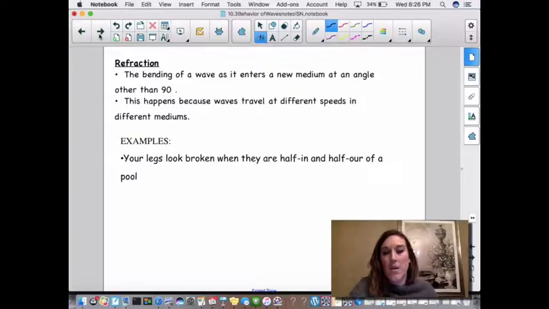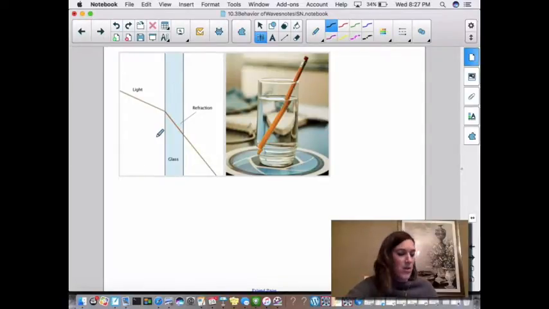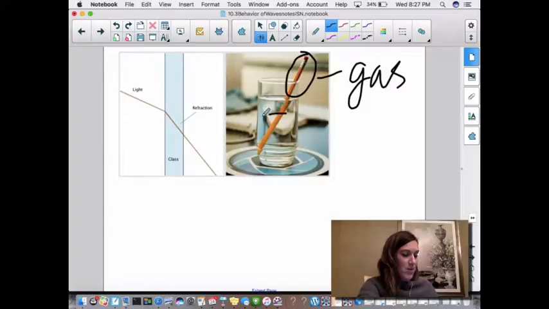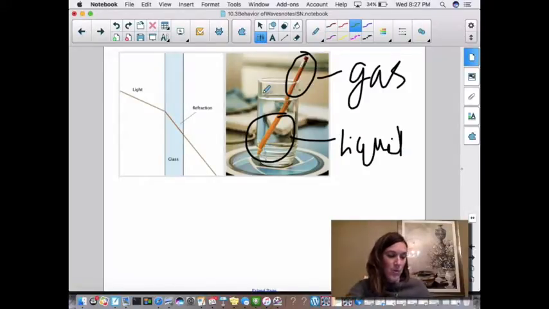Now refraction. The bending of a light wave as it enters a new medium at an angle other than 90 degrees. Now the reason why this is going to happen is because your object is traveling at different speeds when it enters new mediums. So for example, your legs look broken when they are half in and half out of a pool. Here's another picture. So you can see that this pencil is half in the water and half out. So this part of the pencil is in a gas, and this part of the pencil is in a liquid. So because of this, it appears to be broken right here where the two mediums meet.